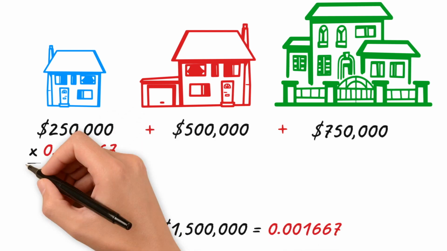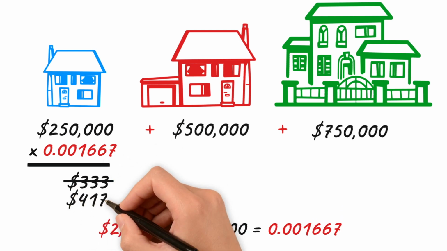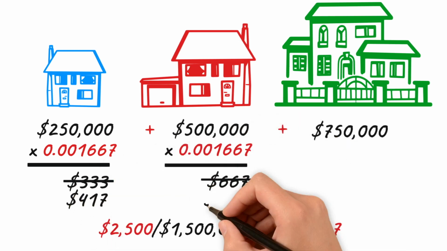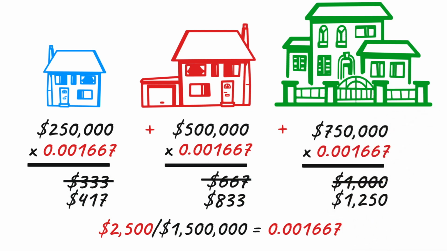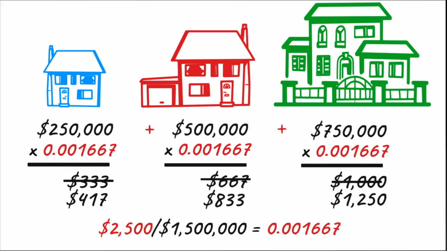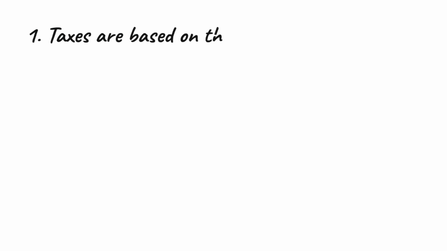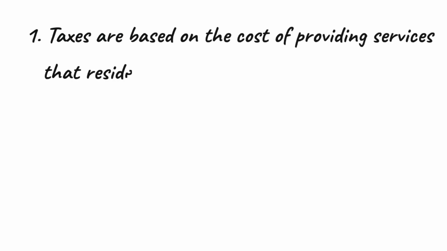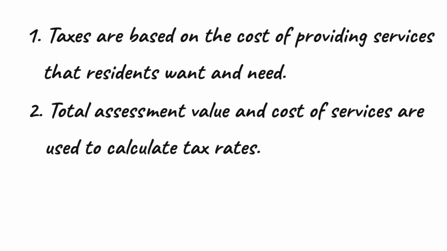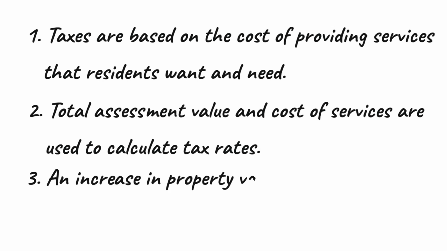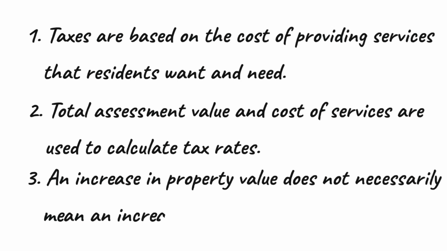The number of homes contributing to the tax base is the same, but each now pays a larger share to cover the increased cost of the services. These values are a hypothetical example to show how the process works, but the key points remain the same. 1. Taxes are based on the cost of providing services that residents want and need. 2. Total assessment value and the cost of services are used to calculate tax rates. And 3. An increase in property value does not always mean an increase in taxes.